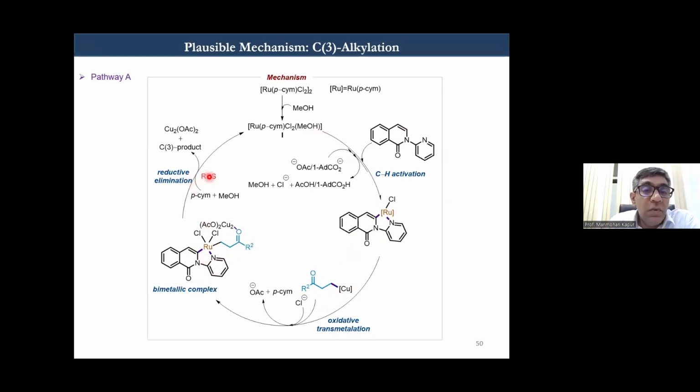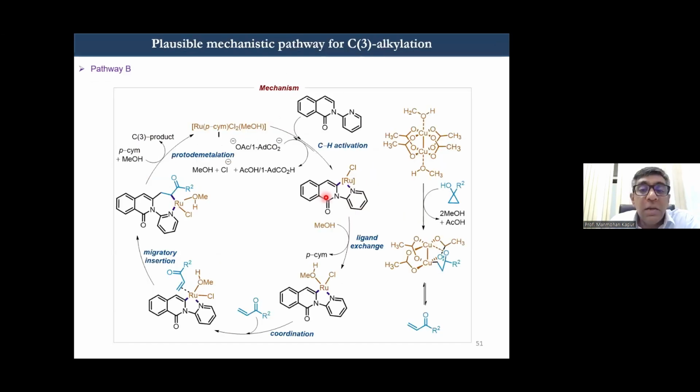Reductive elimination, which we found by DFT studies to be rate limiting, would give you the product and the regeneration of the catalyst. In another pathway, this particular complex, this copper complex, would lead to the generation of an enone from this cyclopropanol. This would now undergo a coordination with this ruthenacycle. A migratory insertion followed by protodemetallation would give you the C3 alkylated product and the regeneration of the catalyst.